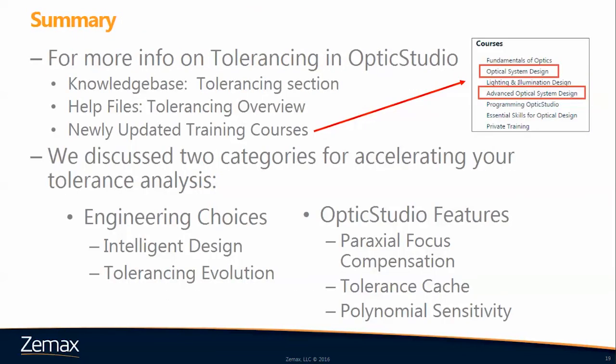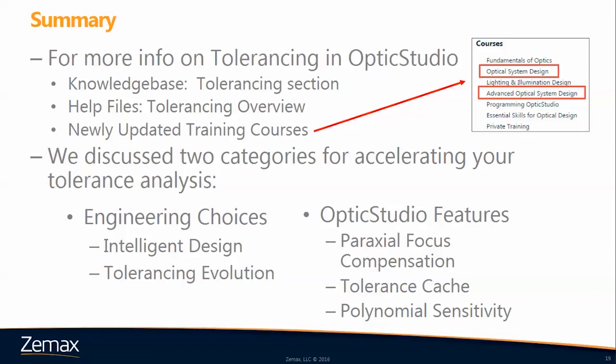So for more information on tolerancing in OpticStudio, again, you can check out our knowledge base at zmax.com. I would highly recommend looking in the tolerancing section there for many other knowledge base articles, really ranging from introductory content to tutorials for more specific manufacturing scenarios. The help files also have a comprehensive section called Tolerancing Overview. Then the best option, if you have time, is to take one of our newly updated training courses shown here.